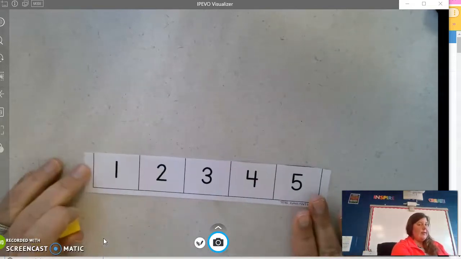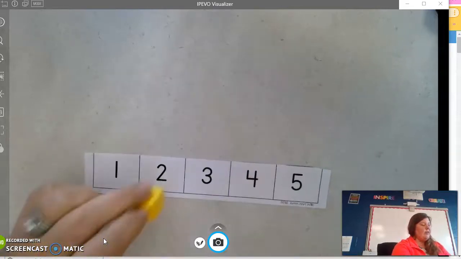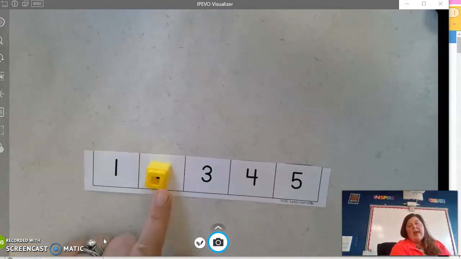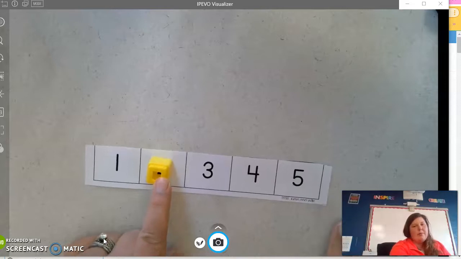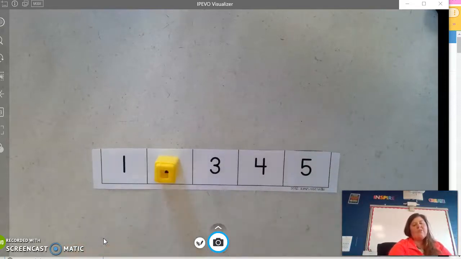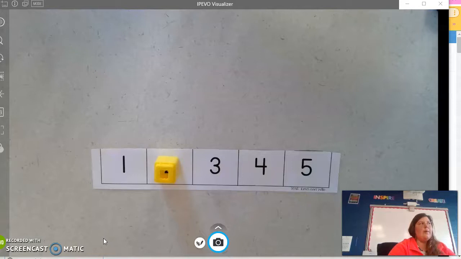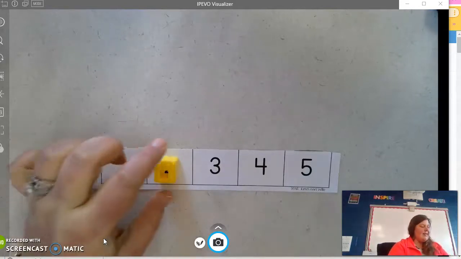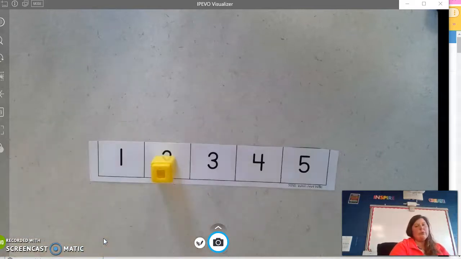So sitting back to back so we can't see each other's number strip, I'm going to use anything. It can be a counter, it can be a Lego, it can be a block, it can be a penny, anything to cover a number. Okay? Once I have my number covered, I'm going to give my partner clues to help them know what number I have covered without telling them the number. So I can't say, oh, 2. I can't tell them what number I covered.